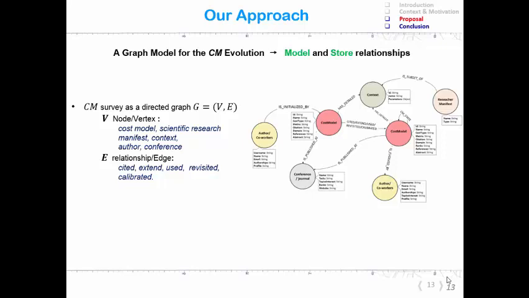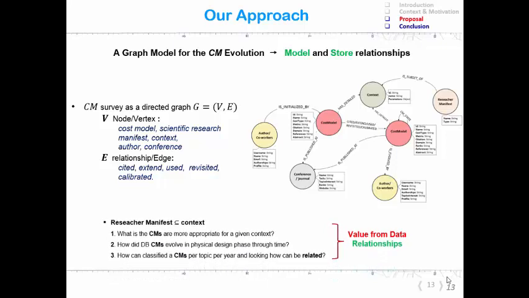To ease the analysis of cost model relationships, we have proposed a graph model of the cost model evolution that matches the needs of scientific researchers. This graph model stores the relationships of the cost model survey. The graph data model consists of five node types: cost model nodes, scientific paper nodes, context nodes, author nodes, and conference nodes. Two cost models are linked by five relationship types: cited, extended, used, revisited, and calibrated.